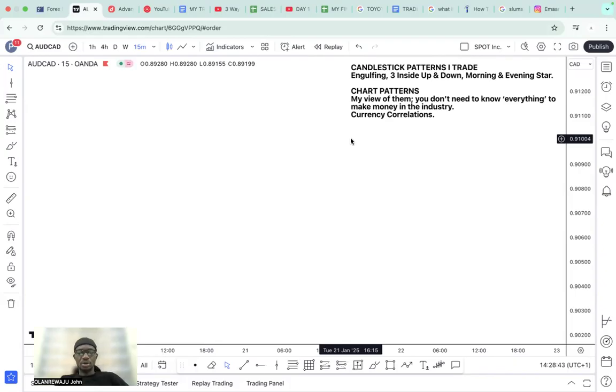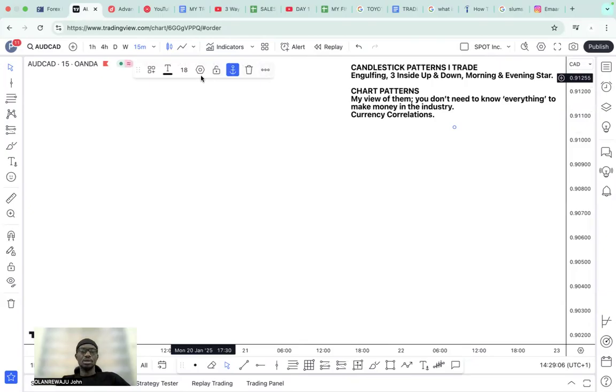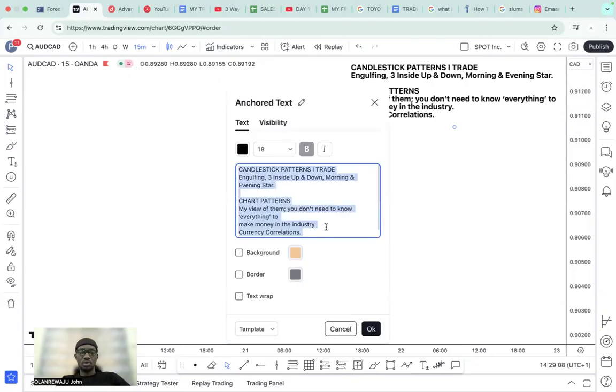All right, so I welcome us to a new session as we make progress. And in this session, basically what we want to talk about is the candlestick patterns that I trade, chart patterns, my own view of them. And then I wrote, you don't need to know everything to make money in the industry. And then I included currency correlations.